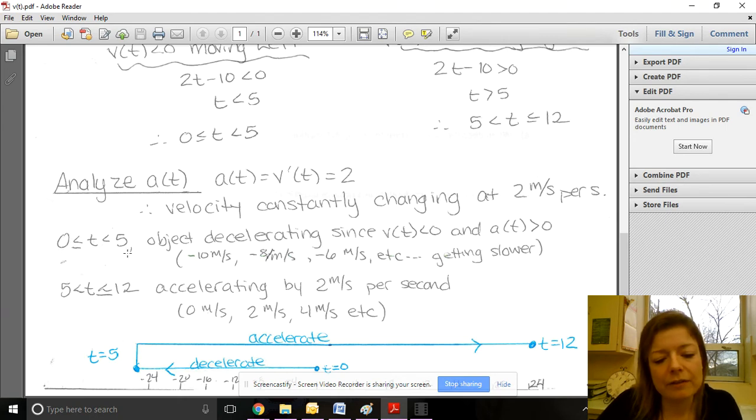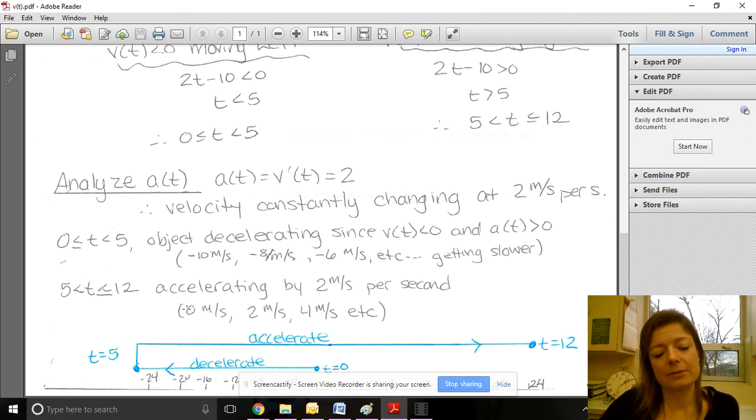Between 0 and 5 seconds, the object is actually decelerating because the velocity is negative there and the acceleration is positive. So imagine we found our original velocity to be minus 10 meters per second. So then if velocity is increasing, that means it's going from negative 10 meters per second to negative 8, to -6. So as velocity increases, the object is actually slowing down. It's getting slower and decelerating until it turns around at 5 seconds.